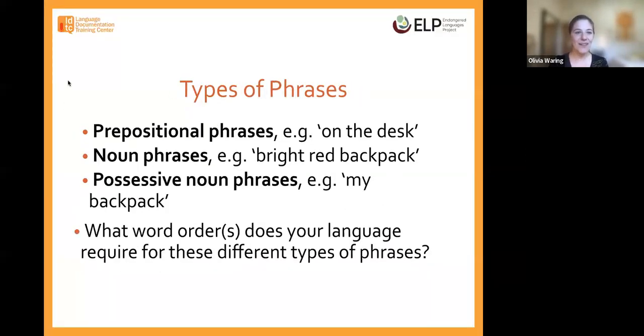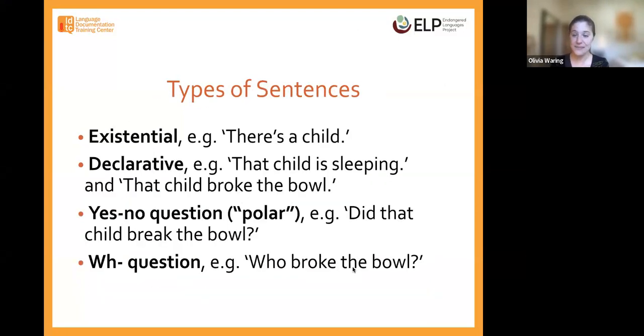As you are progressing with your language documentation project, you might be interested in exploring different types of sentences and phrases. Types of sentences, there are many, but some of the basic ones are existential, to say that there is something that exists. They can also be declarative, which are statements of fact. The child is sleeping, the child broke the bowl, right? Those things are factually accurate.